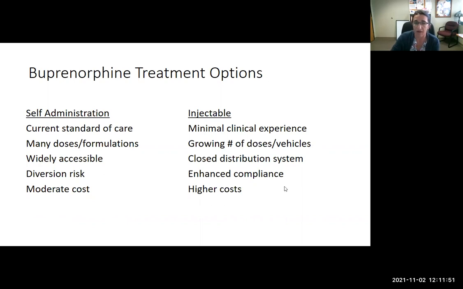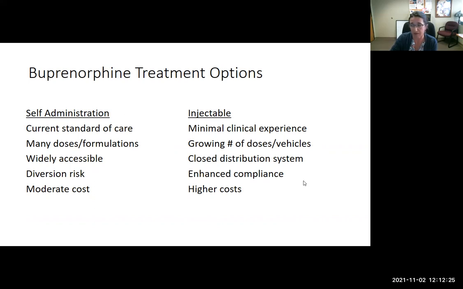The injectable form is the other option. Patients will just present to clinic once a month for this. There's a growing number of potential doses to be given and routes of administration that are also under study. It has a closed distribution system, so really not a risk of diversion with that one. Some see enhanced treatment adherence, but there are higher costs, and so usually there's a process to go through in terms of getting the medication approved by the insurance.